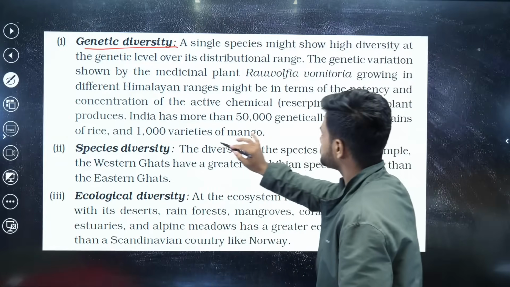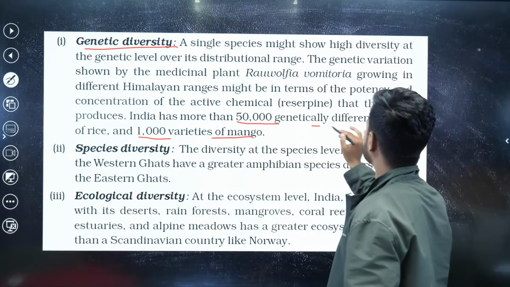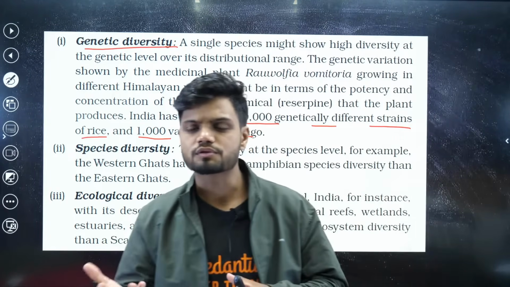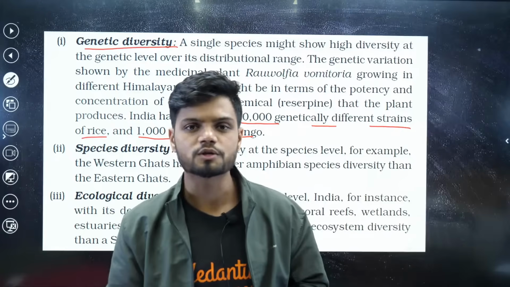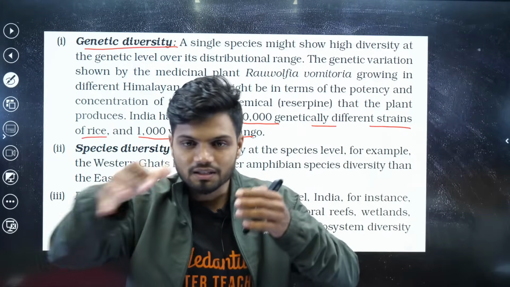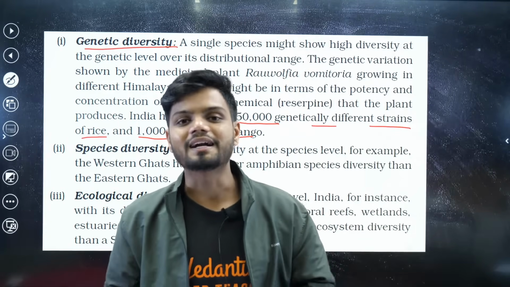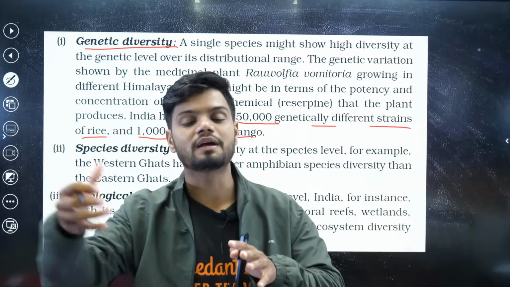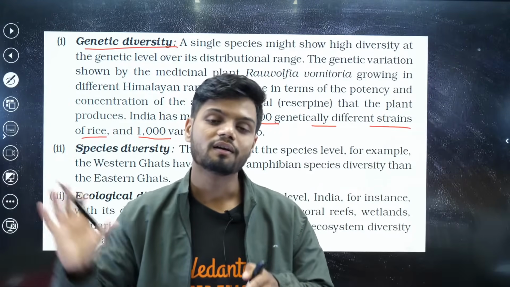There are 1,000 different strains of mango and 5,000 different genetic varieties of rice. So in rice also we have multiple types. We have 30 rupee one, 35 rupee one, 40 rupee one, 50 rupee one. Do we only have one type of rice? No. We have multiple strains, and that is called genetic diversity. Within a species itself, we have many varieties.